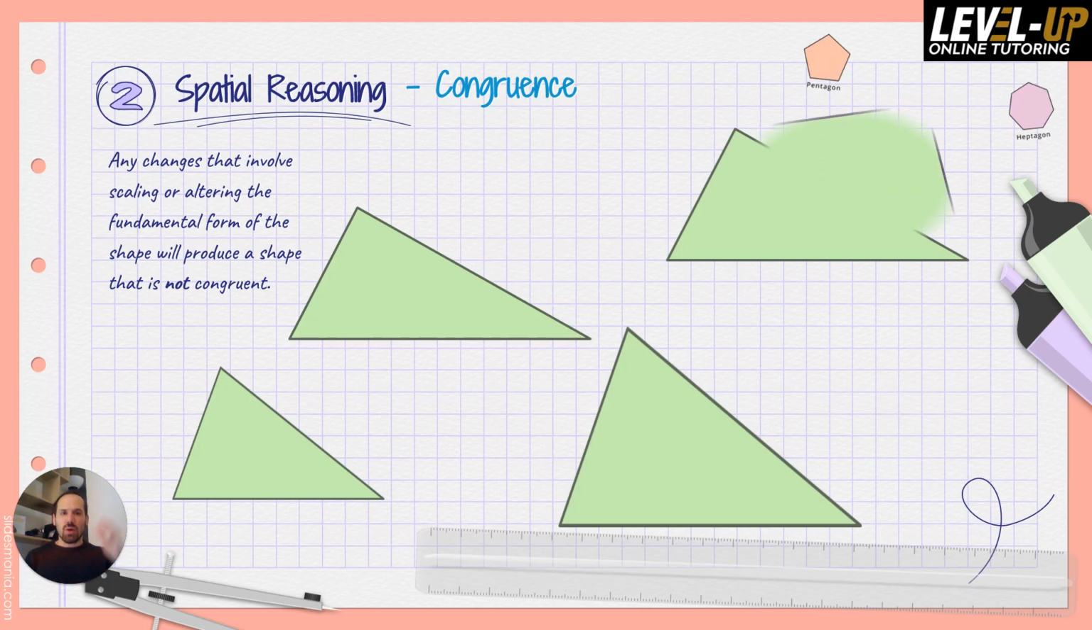And the last one, an obvious one, would be if I created a new point, and here I've completely changed the shape. It's not even a triangle anymore, so that's obviously not congruent. So things like that fundamentally change the shape. You're not just moving it, rotating it, whatever. Those would be not congruent.